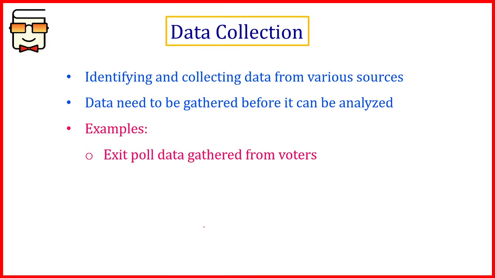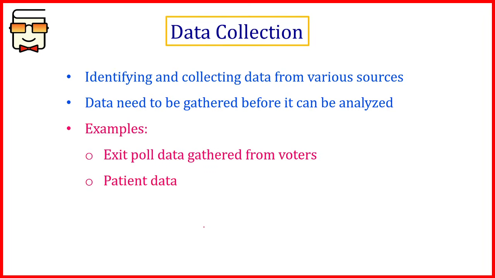Now, how is the data collected? See, one example is that whenever you have elections, on the day of the elections, exit poll data is collected by setting up booths just outside the premises of the polling booths, where people are asked to tell, for evaluation purposes or for surveying purposes, whom they voted for. Okay, so this is the exit poll data which is gathered from the voters themselves when they exit the polling booth.